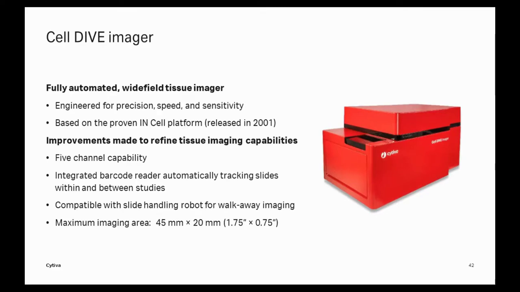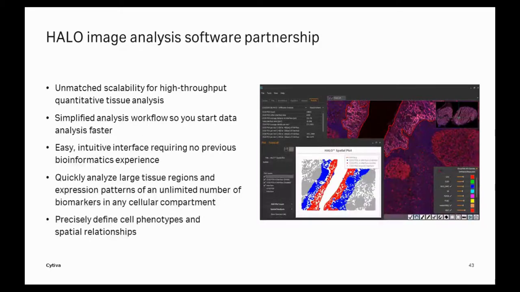The barcode reader is integrated with the system and with the software, so this is how you can track your slides. It's compatible with a slide handling robot, so you can walk away while it does the imaging, the image processing, and image alignment. It has a large maximum imaging area. It can handle very large tissue with absolutely no issues.